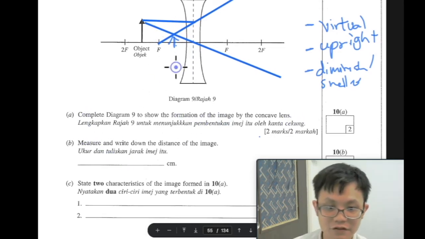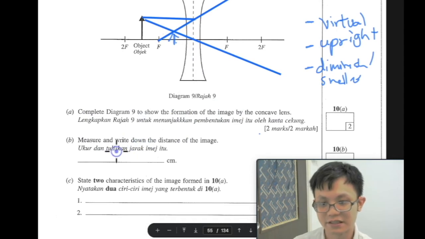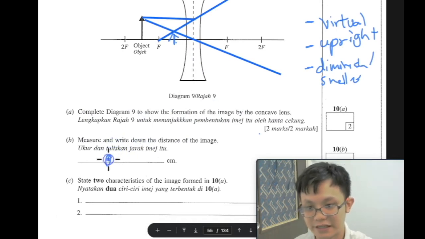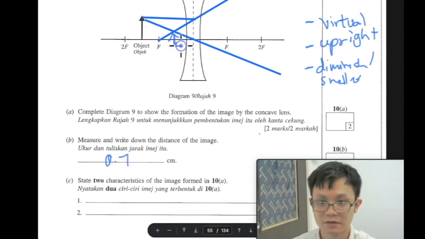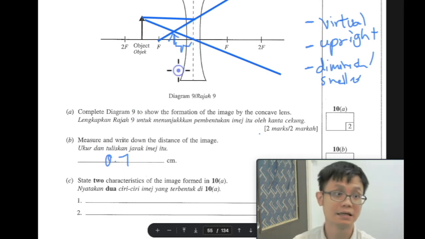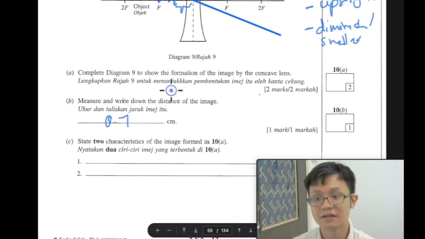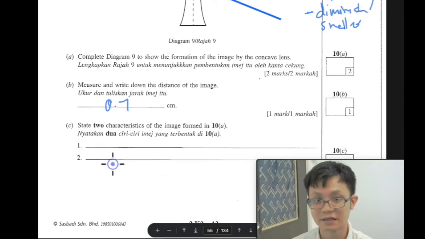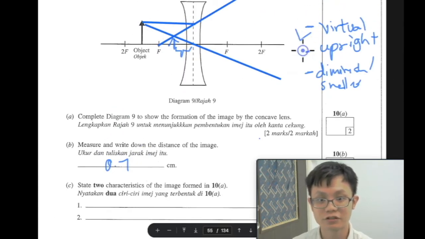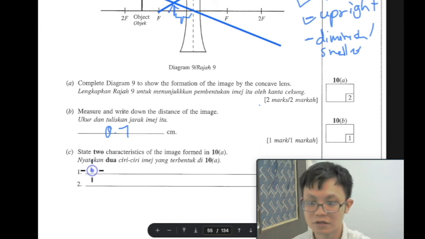Measure it. Of course, now you see the video, you cannot measure it. It will be around 0.7 cm from the image. So it will be the distance, not the size of the image. State the 2 characteristics. So we just say lah, virtual and upright. Virtual and upright.